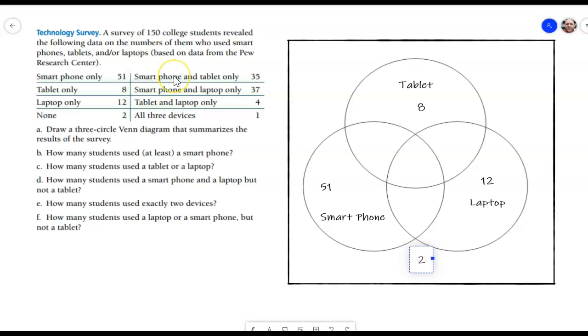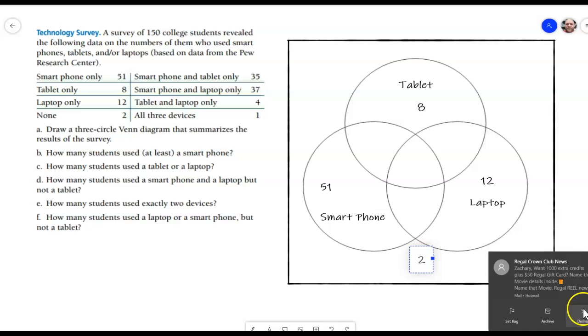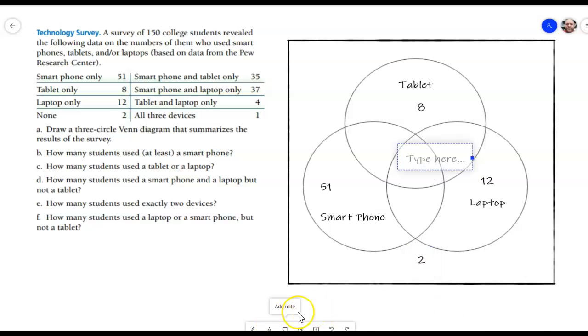Students that use a smartphone and a tablet only. So they only use a smartphone and a tablet, but they do not use a laptop. So we don't want to be in this circle here, we're going to be in this circle here. So just a smartphone and a tablet. That one's going to be 35. All right, so 35.